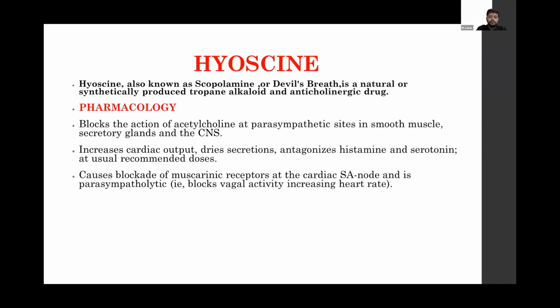Another one is hyoscine, which is also known as scopolamine or the devil's prick. It is a natural or synthetically produced tropane alkaloid and anticholinergic drug. It blocks the action of acetylcholine at the parasympathetic site in the smooth muscle, secretory glands, and the CNS. It increases cardiac output, dries the secretions, and antagonizes histamine and serotonin at the usual recommended dose. It causes blockage of the muscarinic receptor at the cardiac node and is parasympatholytic, so it blocks vagal activity and increases the heart rate.